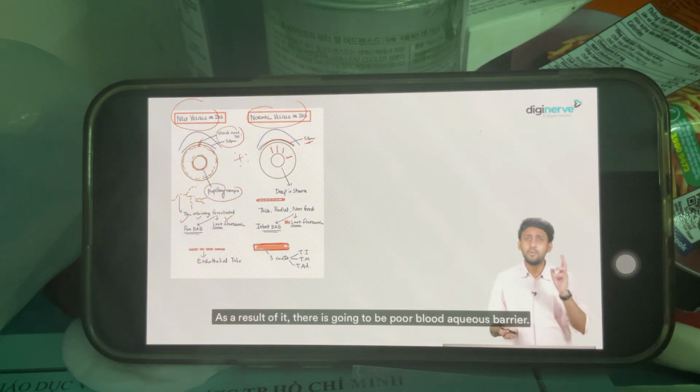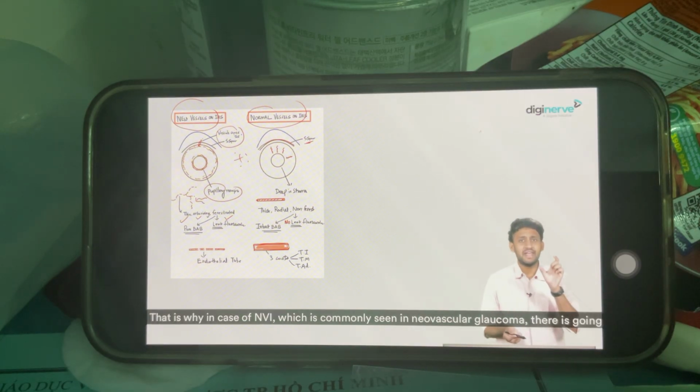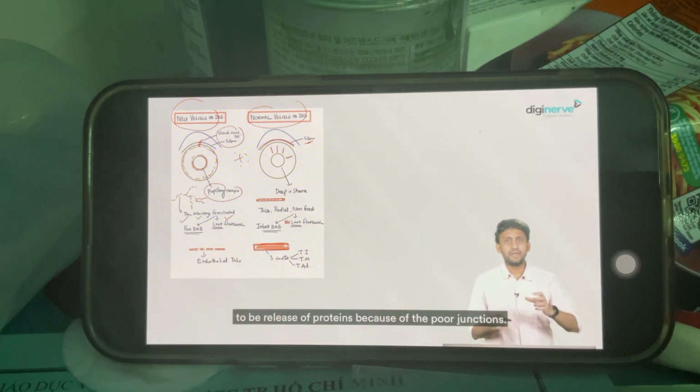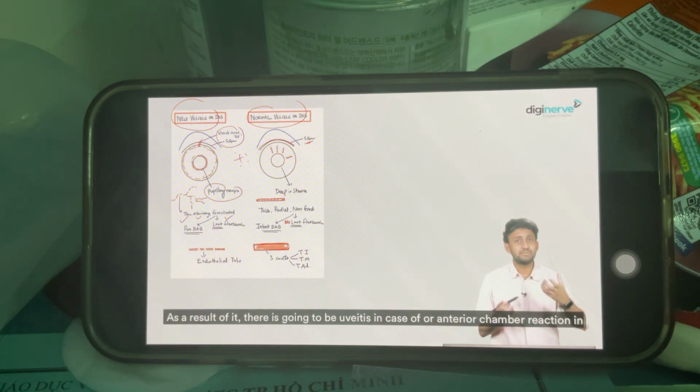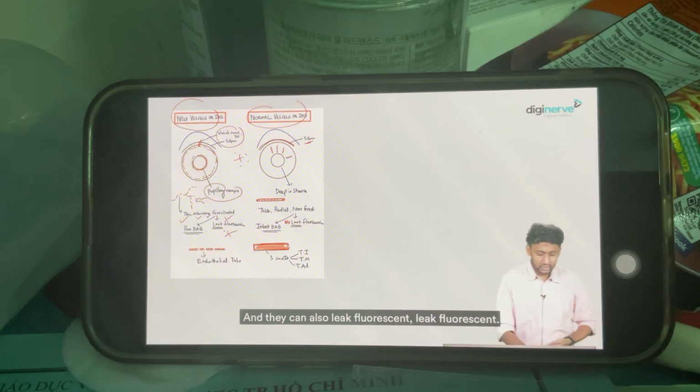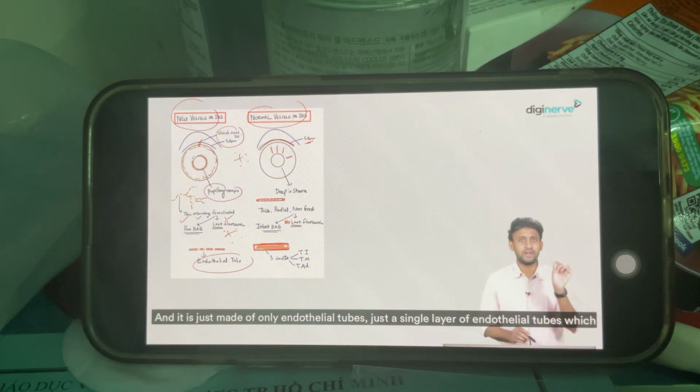As a result of it, there's going to be poor blood aqueous barrier. That is why, in case of NVI, which is commonly seen in neovascular glaucoma, there's going to be release of proteins because of the poor junctions. As a result of it, there's going to be uveitis, or anterior chamber reaction, in case of neovascular glaucoma. And they can also leak fluorescein. And the new vessels of the iris are made of only a single layer of endothelial tubes.